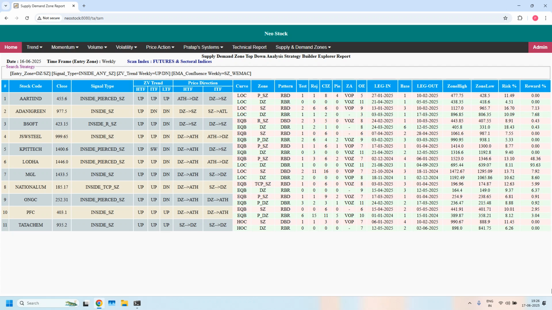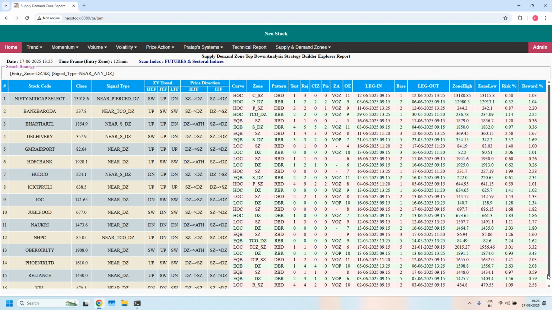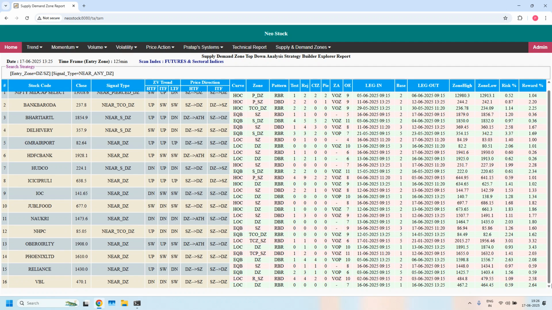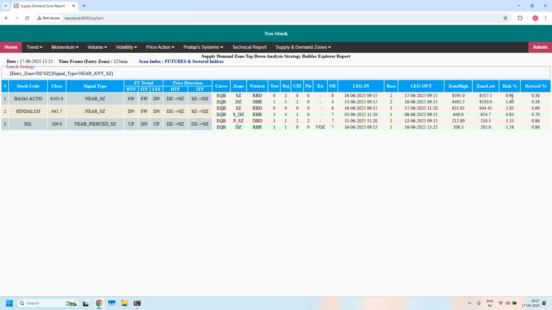Daily time frame already we generated, and the next time frame is 125 minutes. Stocks near to the 125 minutes demand zone, 16 stocks we got, first 15 stocks. Scrolling the list down, total 16 stocks. Next, stocks near to the 125 minute supply zone, we got 3 stocks.